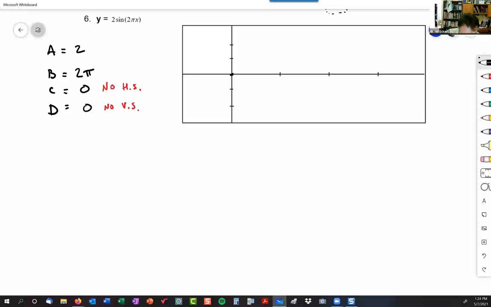Okay, where does the midline go? So let's start building the box. Where does the midline go? This is open to anybody. 0. Yeah, it is the line. It's not just the 0, but it's the whole line, y equals 0. So the midline is right on the x-axis. Okay, and since I don't have a shift, I can start right here, and then I do the amplitude.